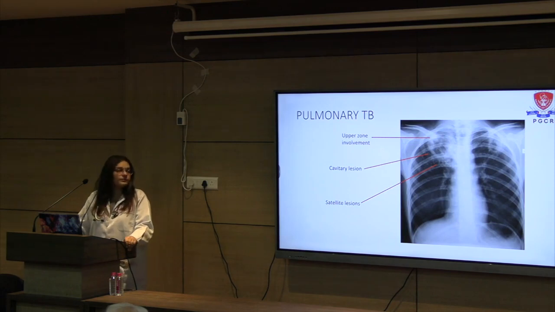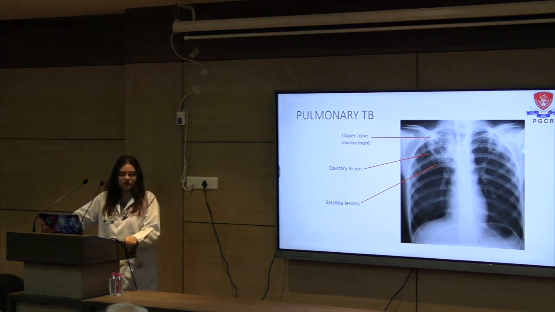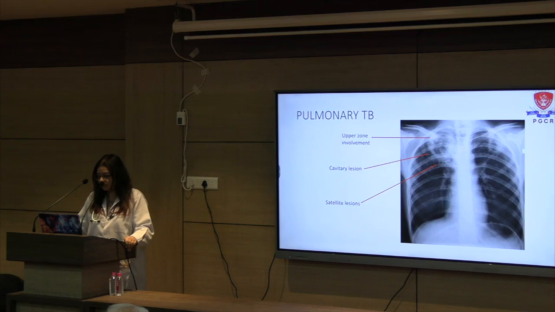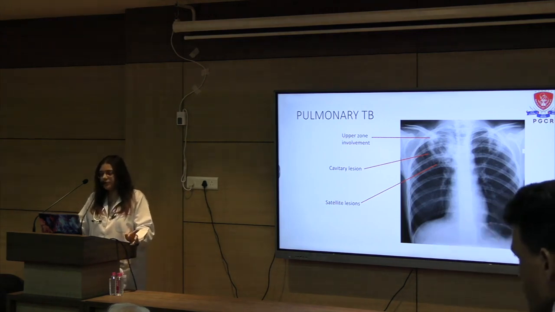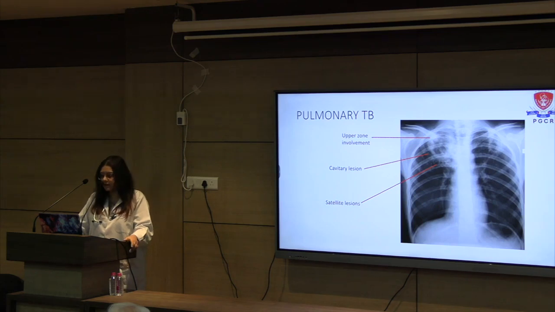Similarly, the apical segment of the lower lobe is also more commonly involved. Like the upper lobe, or the apical segment of the lower lobe, that is better ventilated, so that is also common. Pulmonary TB involves the apical and posterior segments of the upper lobes and the superior segments of the lower lobes most commonly because of these reasons.